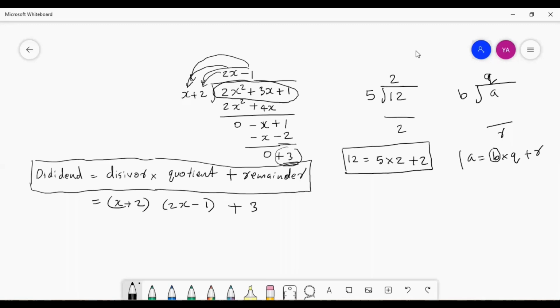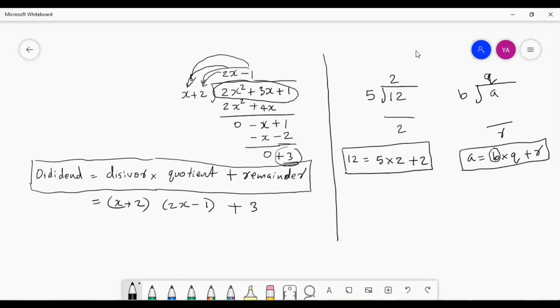So what we study here is that this relation also holds for polynomials. This is true for real numbers, right? If you divide a number by another number, you will get a quotient and remainder. Then we can write the relation between the dividend, divisor, quotient and remainder as dividend is equal to divisor into quotient plus remainder. The same relation holds for polynomials also, and for polynomials we call the relation the division algorithm.